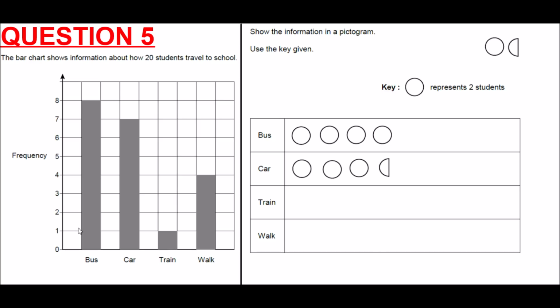The train, only 1 student took the train, so we need half a circle to represent that student. And walking, we had 4 students. So 1 circle is 2 students, another second circle, 2 plus 2, for 4 students. And so that's a pictogram representation of this bar chart on the left-hand side. And that's all we need to do for question 5.